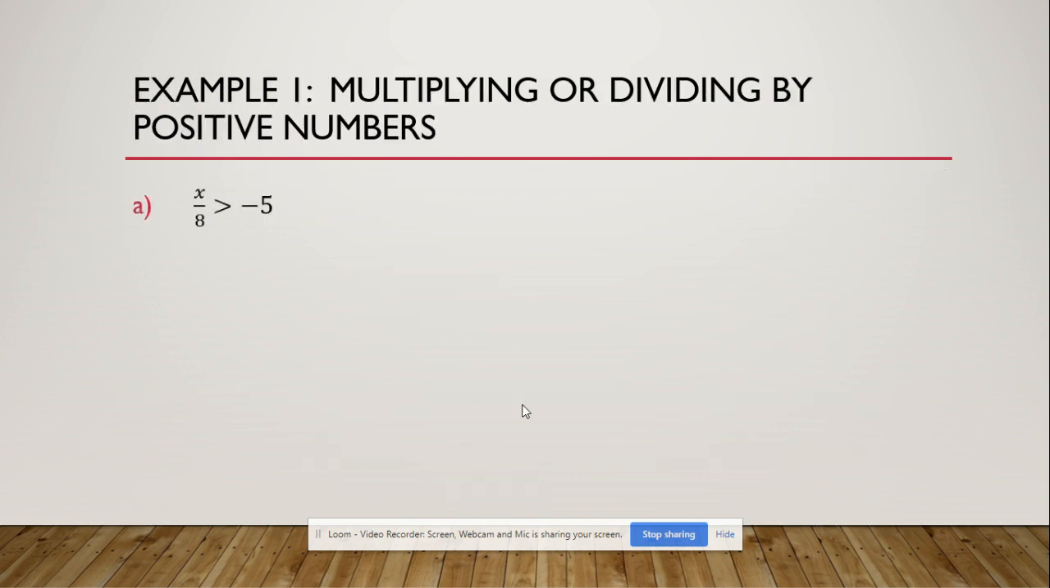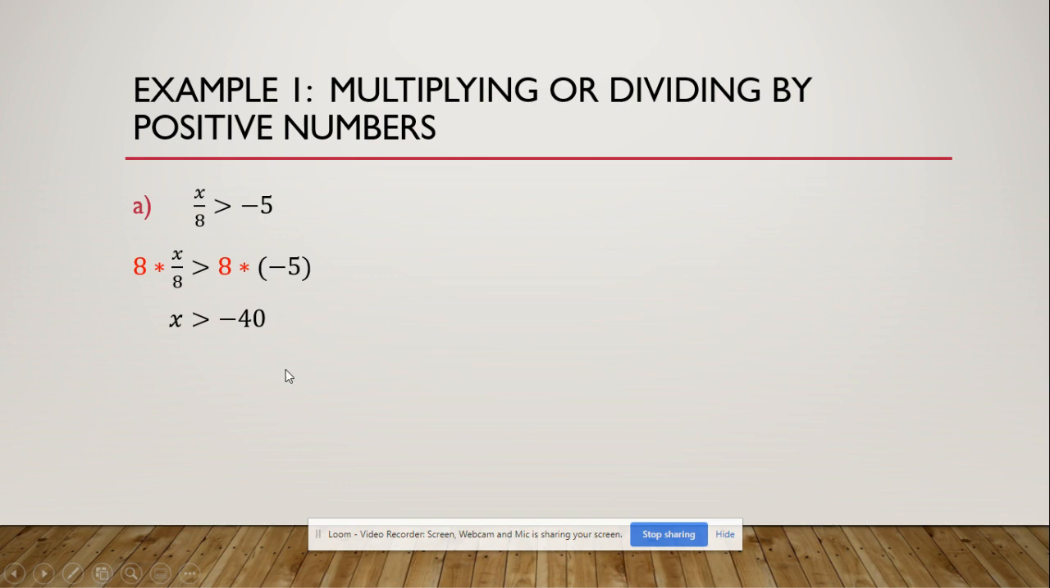Now, here's how we use this property. If we are dividing by 8, we can go ahead and multiply both sides by 8. Because this is a positive 8, everything stays the same. 8 times x over 8 leaves just x, and 8 times -5 is -40, so x is still greater than -40. The left side is still greater than the right side.